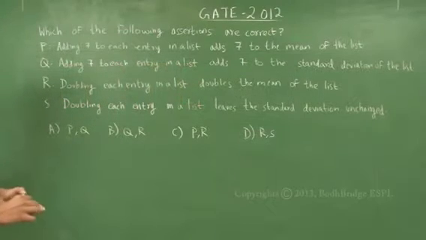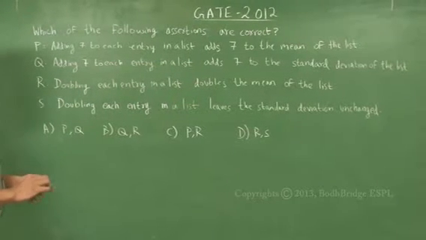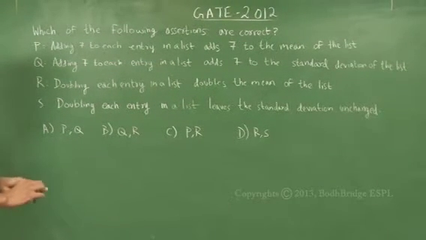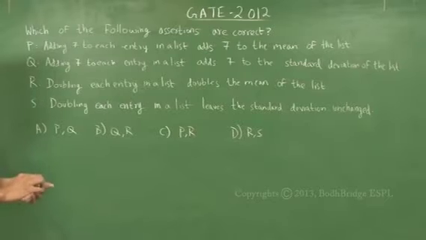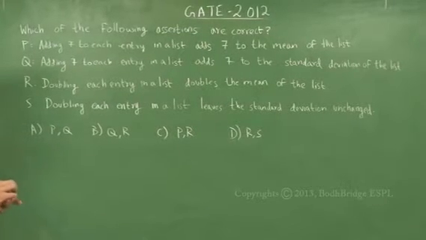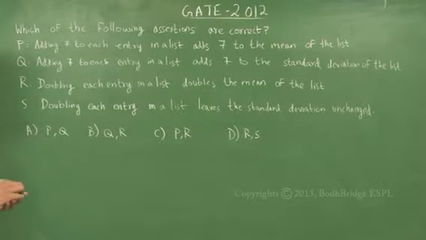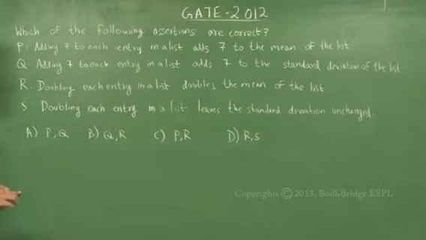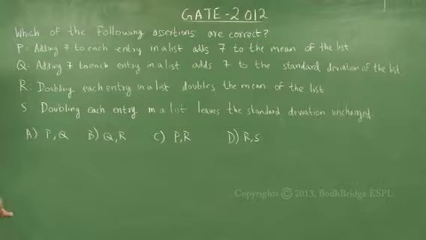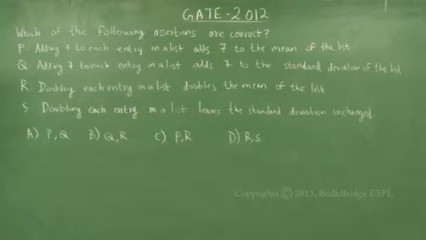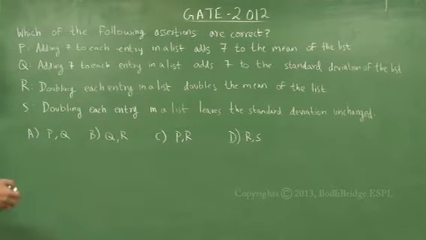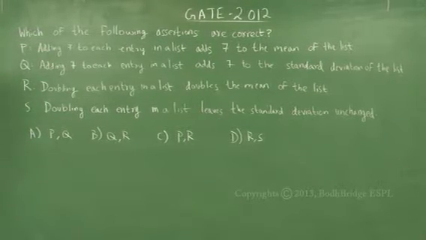The question is, which one of the following assertions are correct? P. Adding 7 to each entry in a list adds 7 to the mean of the list. Q. Adding 7 to each entry in a list adds 7 to the standard deviation of the list. R. Doubling each entry in a list doubles the mean of the list. S. Doubling each entry in a list leaves the standard deviation unchanged.